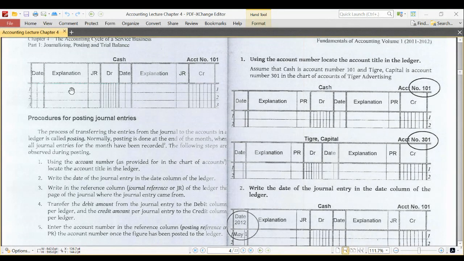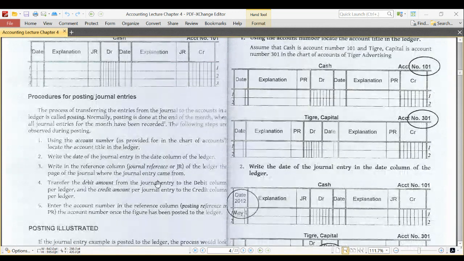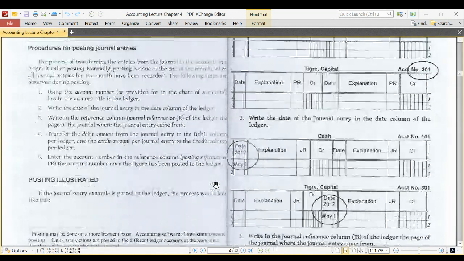And then, ganun din. Kung for transaction number 1, may debit sa cash, edi lagay mo dito. Kung transaction 2, credit naman siya, edi lagay mo dito. Ganun. So, per transaction to. Accounts, summary of account per transaction. And then, enter the account number, ganun din, reference.